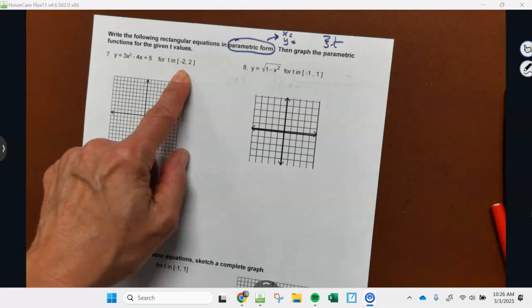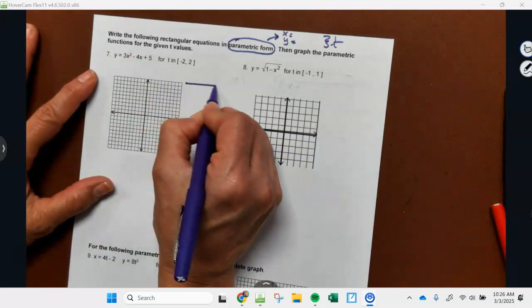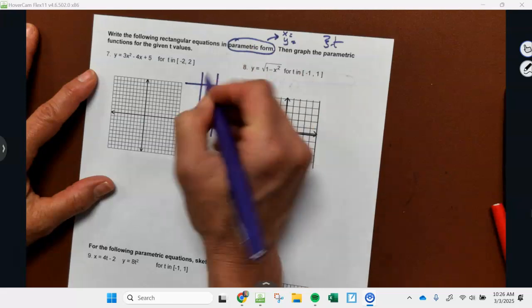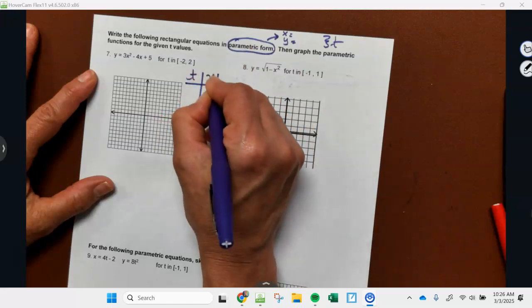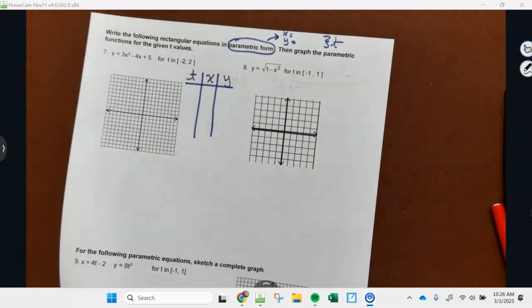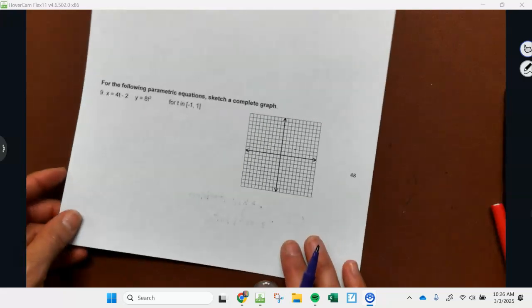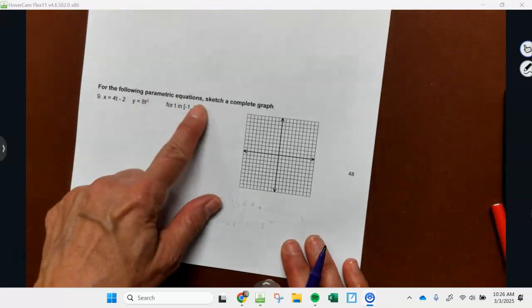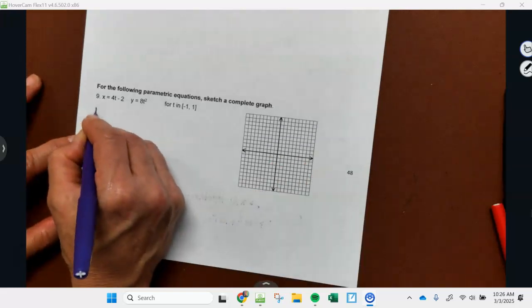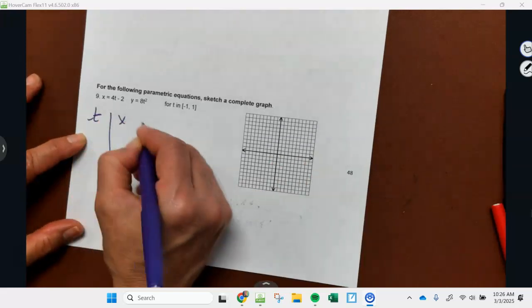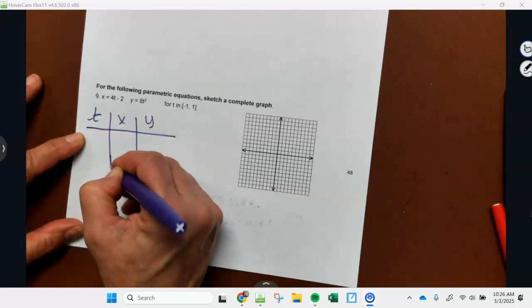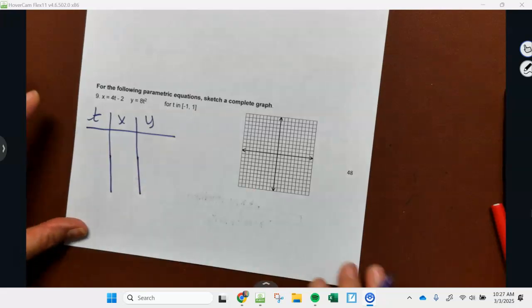So they give us the domain. Y'all, these are the 3 columns. You do the same thing from Friday. T, X, Y. Let's go ahead and look at the last set of instructions. For the following parametric, just sketch it. So for this, we're not even going to have to convert it. It's just drawing those 3 columns and then graphing the sketch, sketching the graph.